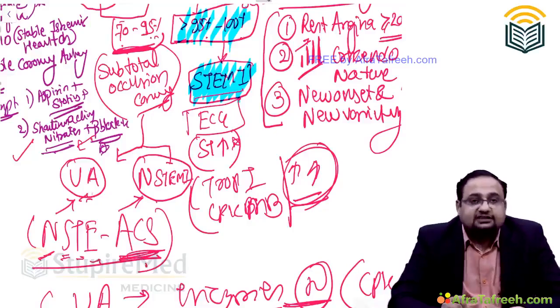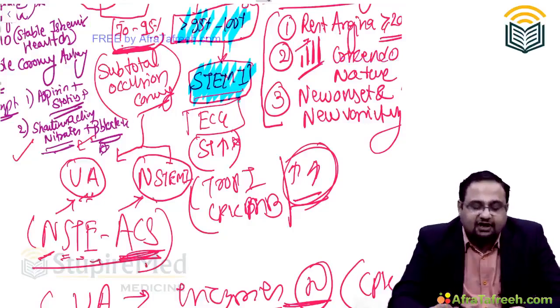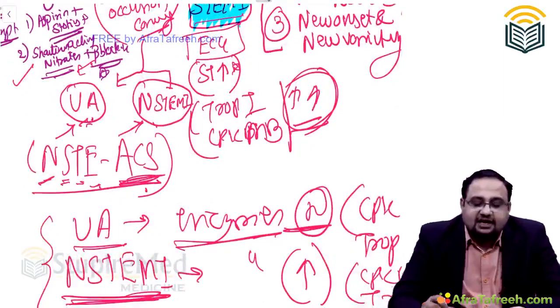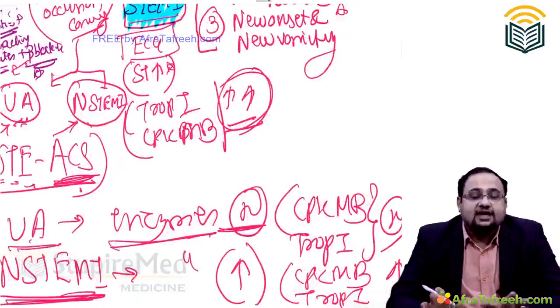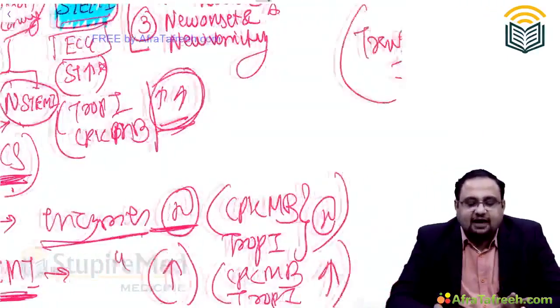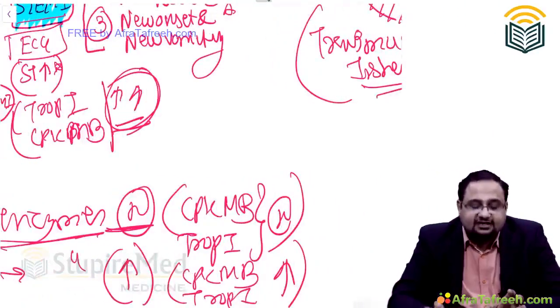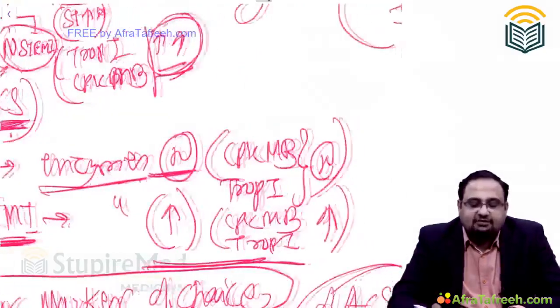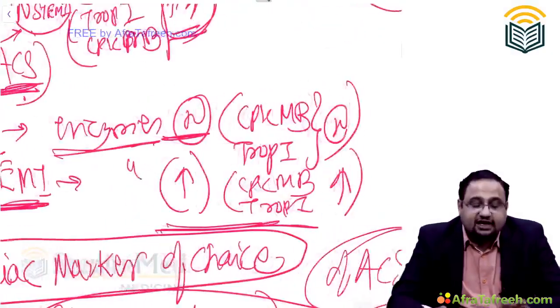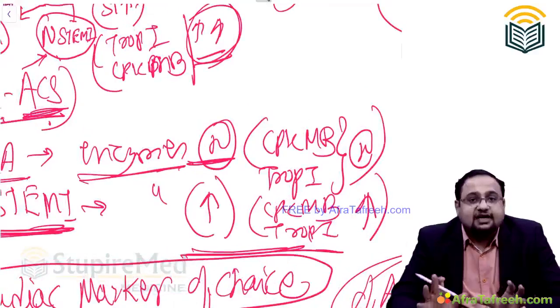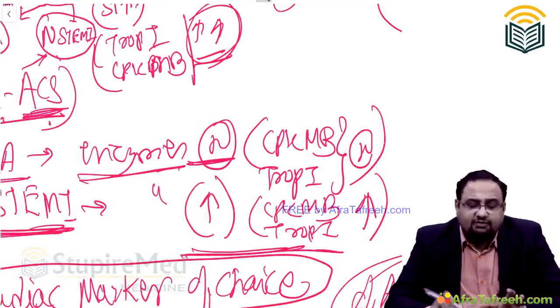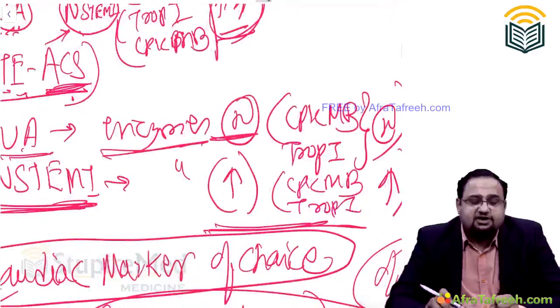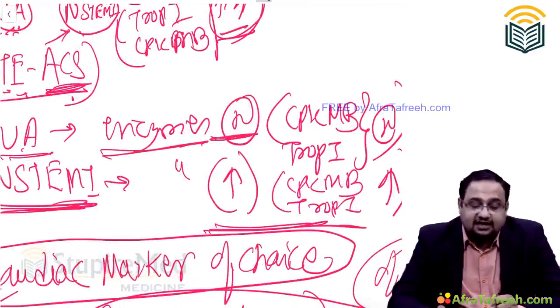The difference between unstable angina and non-ST segment elevation myocardial infarction is that in unstable angina, the enzyme levels are normal, while in non-ST segment elevation myocardial infarction, the CPK-MB and troponin I levels are raised. Please rectify my earlier slip: in unstable angina it is normal, while in non-ST segment elevation myocardial infarction, it is raised.